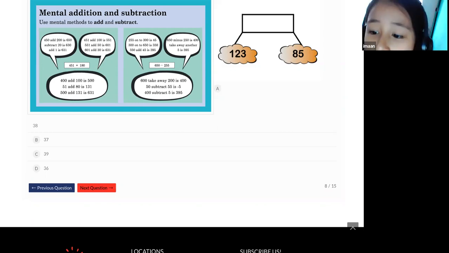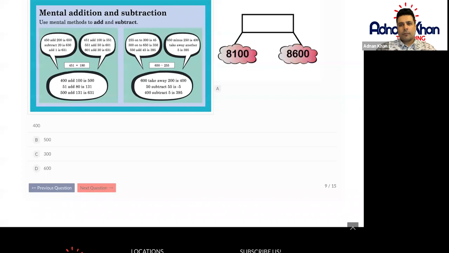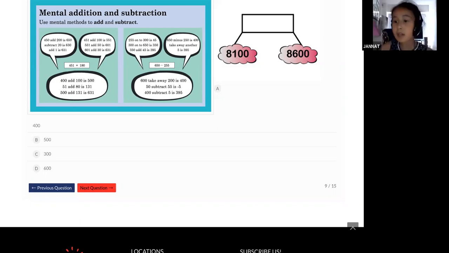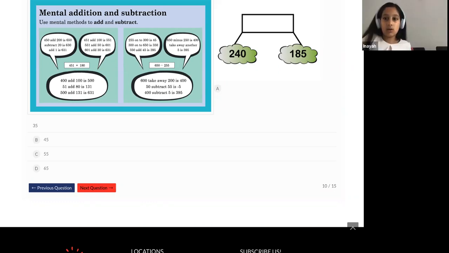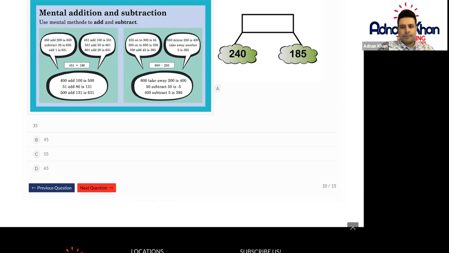A. A is 38, which is good. And Janet, 8,600, take away 8,100. 500 B. That's correct, well done. And Inaya, the next question, which is finding the difference between the two numbers. D. Check one more time, you know. You can do working out, girls. I really don't mind. Just take your time. There's no rush.